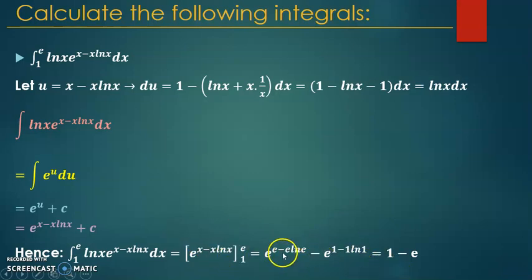and you simplify it. This will give you e minus e, since ln e is 1. So it's e power 0, which is 1. And ln 1 is 0, so you're left with e power 1, which is e. And you're done.